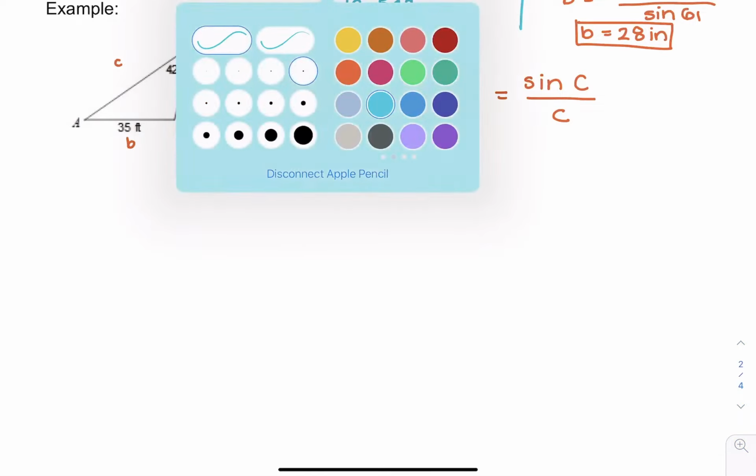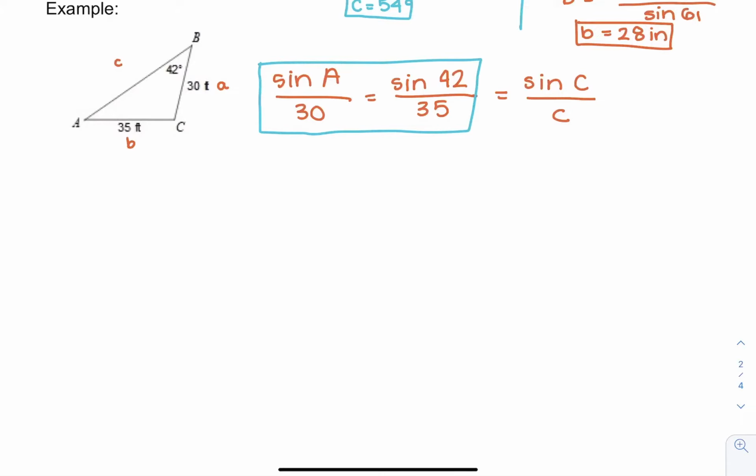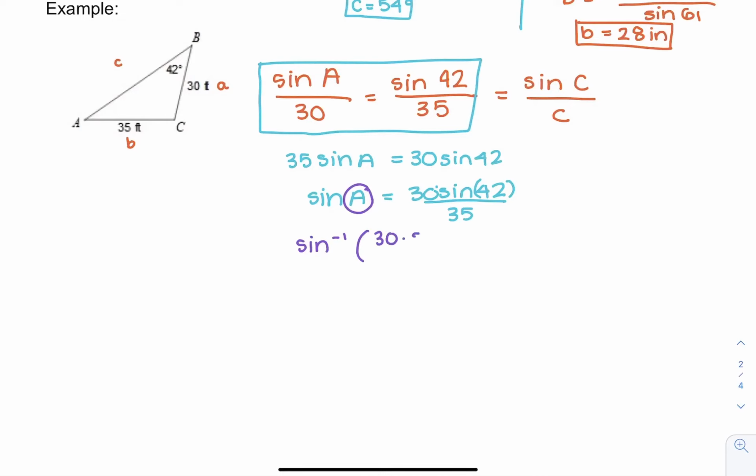Now we're going to cross multiply. Let's focus in on these two because this only has one unknown in it. So we can say 35 times sine of A is equal to 30 times sine of 42. So now we'll solve for sine of A. So sine of A is 30 sine of 42 all over 35. Now A is trapped inside of the sine, so we take the inverse, which means we do sine inverse, and we flip the positions of everything. If you plug this into your calculator, making sure that you are in degree mode, then you will end up with A is 35 degrees.